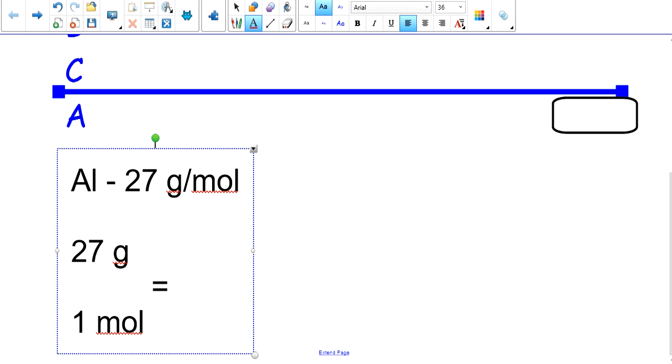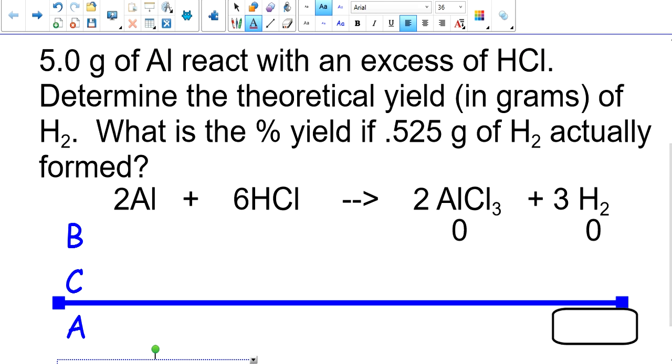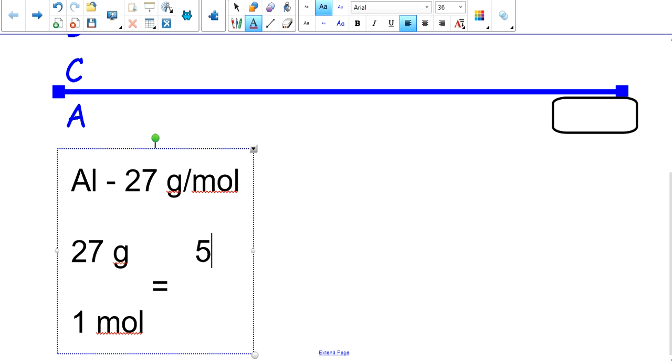Equals, and then I can set up my proportion. Imagine there's a division sign right there. Well, according to this problem, I'm given 5 grams. 5 grams would then go on top. On bottom, I would call that X.